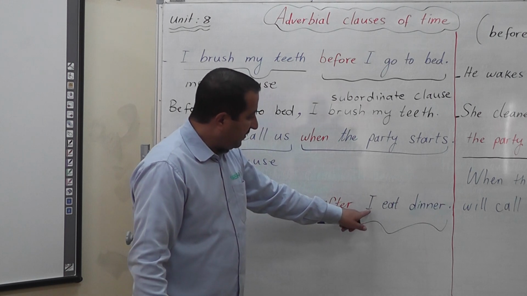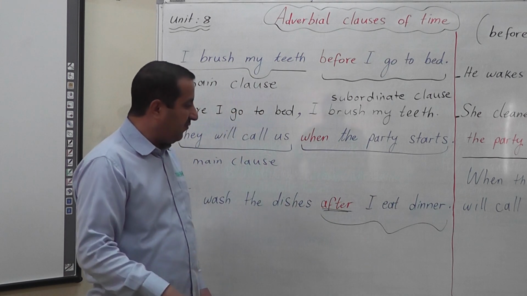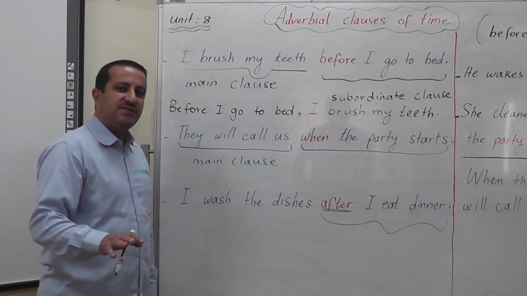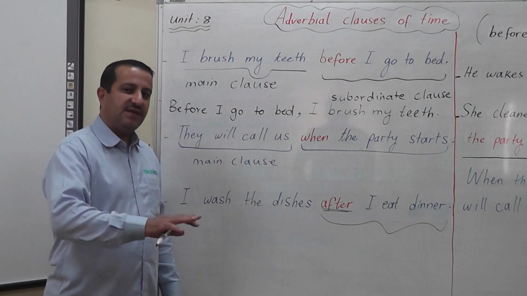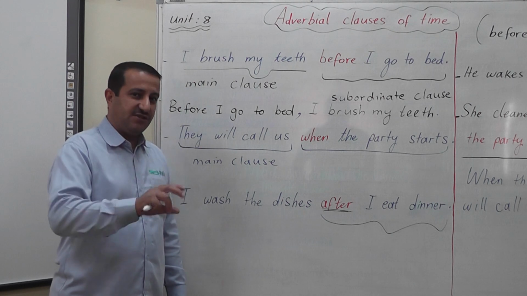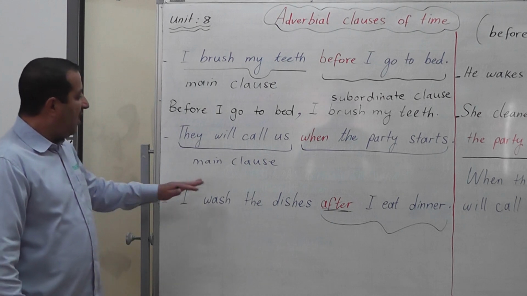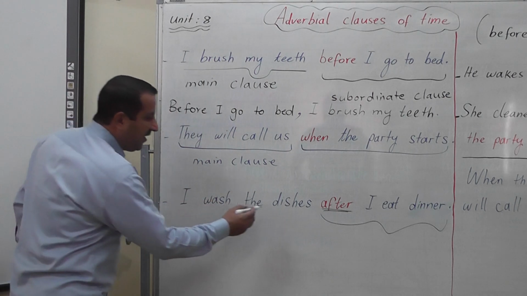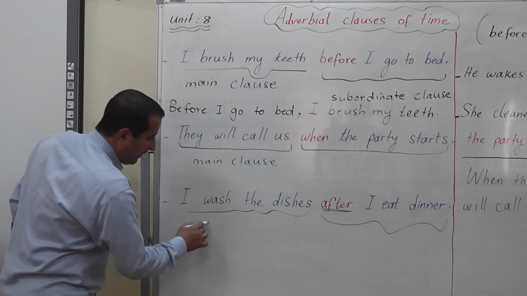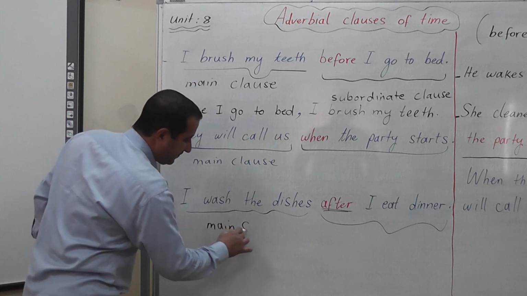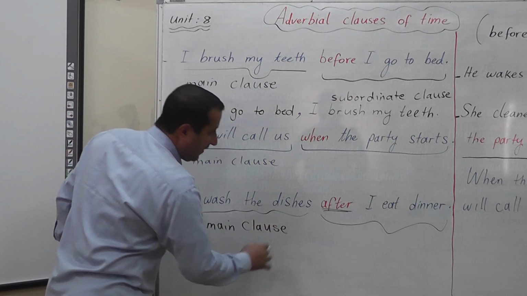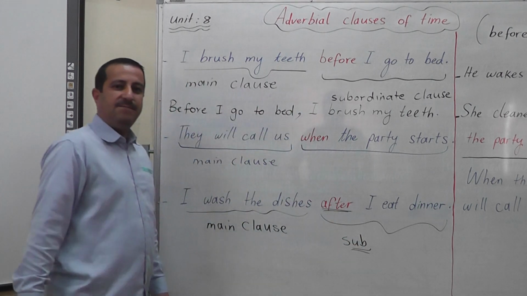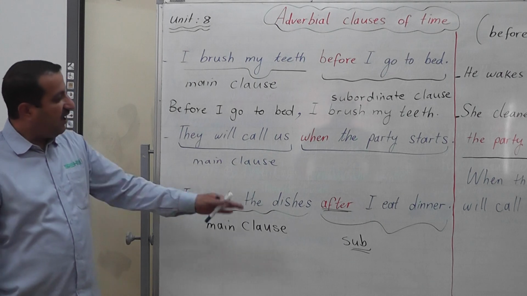Like, of course, the subordinate clause, as I said before, has a subject, verb, and a complement. And the meaning is not complete. The subordinate clause cannot stand on its own. So we have to say, I wash the dishes after I eat dinner. This is the main clause, and this is the subordinate clause. So I wash the dishes after I eat dinner.